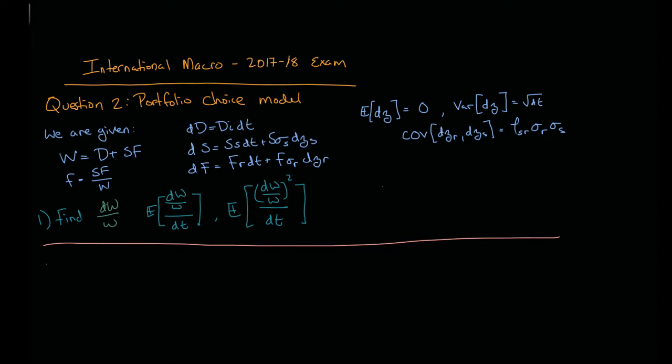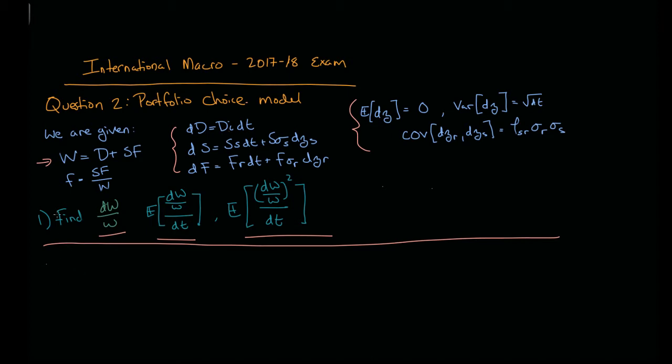So in this question, our goal is to find these three terms down here, dW over W, and then these two expected values. And we're given all of this information in blue on the top: this equation governing wealth, these three processes, and then these little facts about the stochastic process, the Wiener process. It's a Brownian motion, so we know these are just true because we know that about Brownian motions.